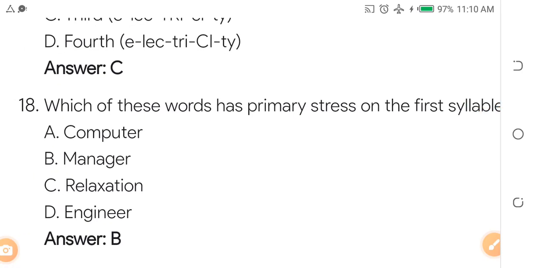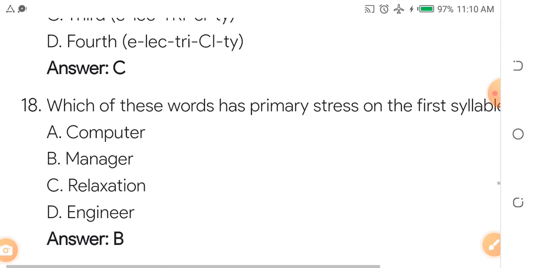Question number 18. I'm sure these videos are helping. If they are helping, let me know, right? Which of these words has primary stress on the first syllable?